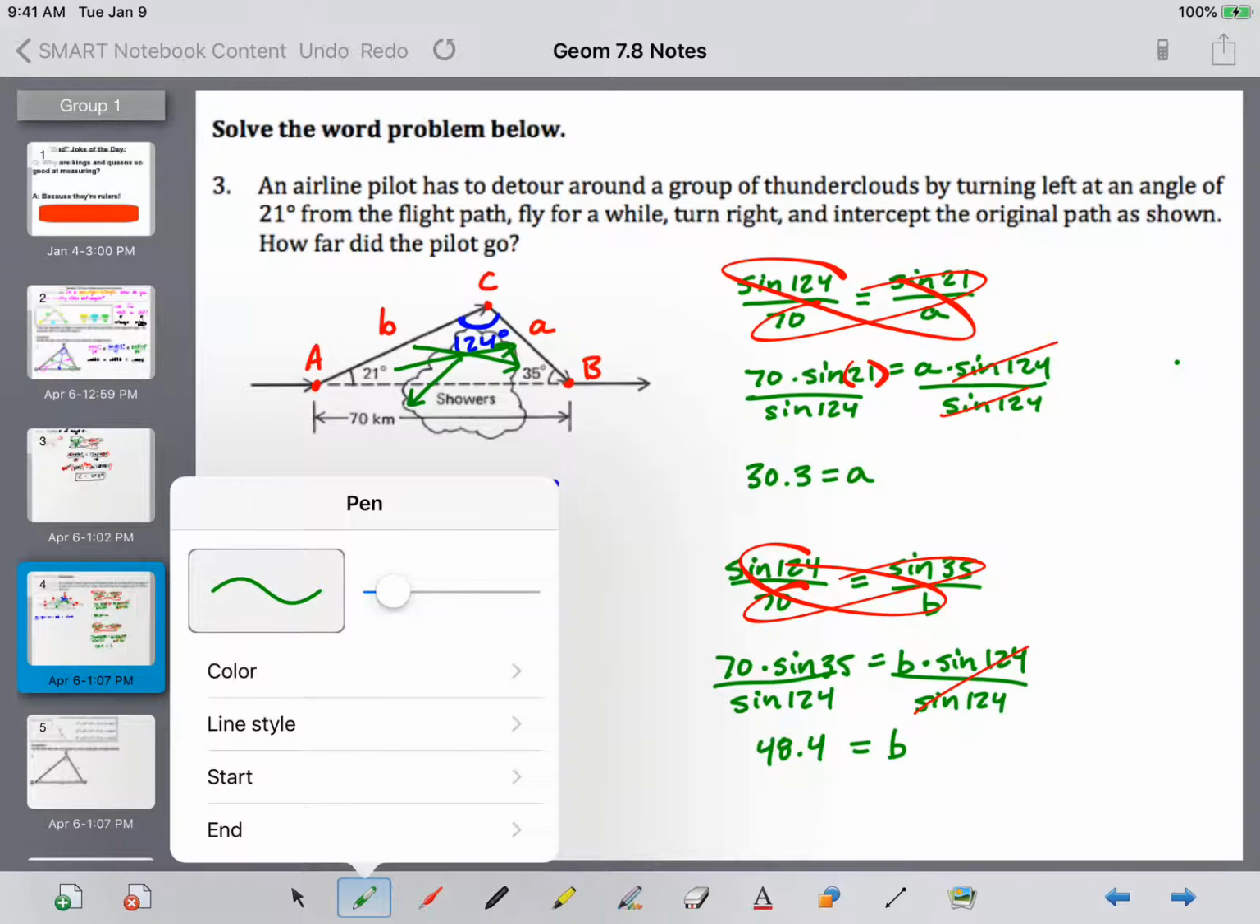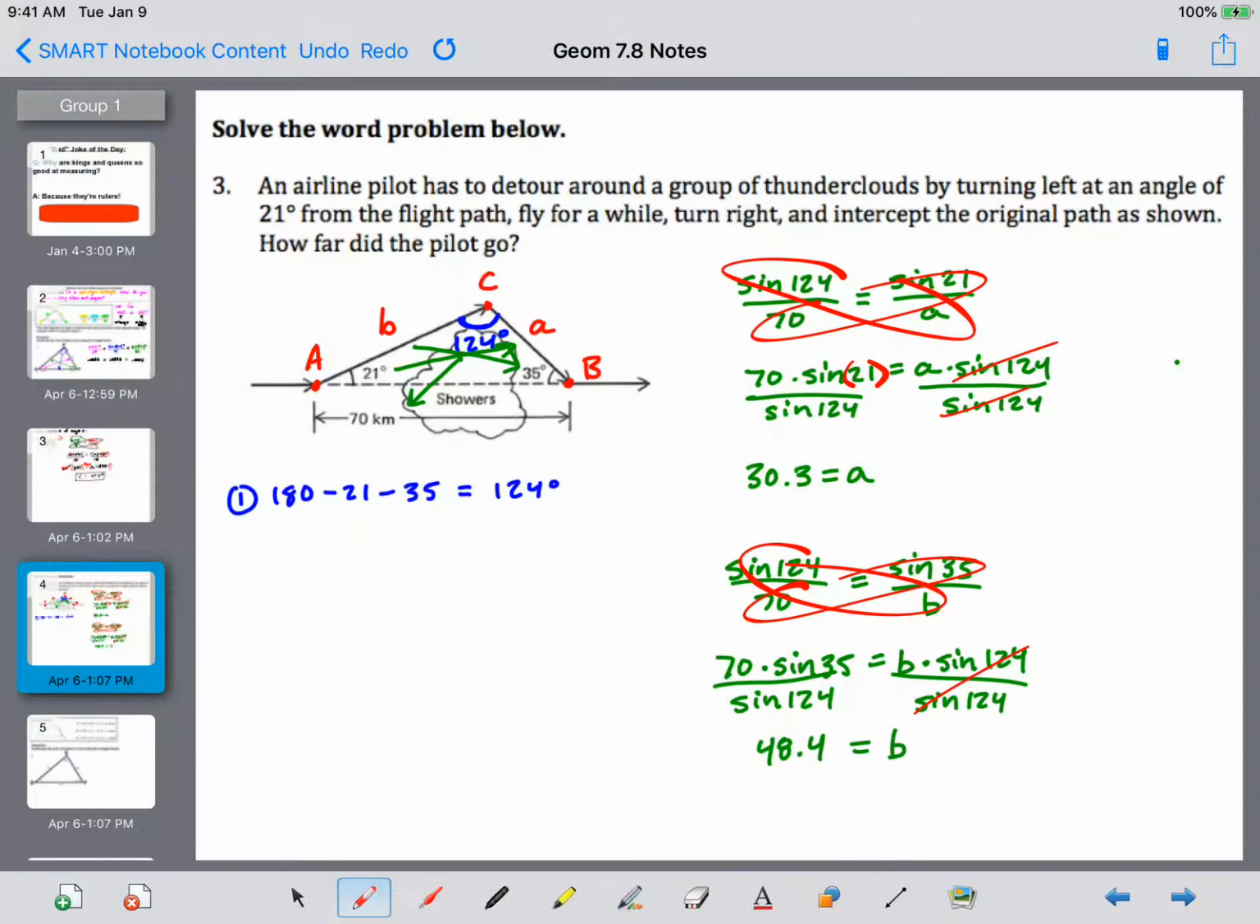So then to figure out the total that the pilot flew, it wants to know how far he went. We're just going to add A and B. So if we add that 30.3 to that 48.4, he's going to end up going 78.7 kilometers. So not too much further than his original flight path. 8.7 kilometers is not far at all, especially if you're in a plane. All right, so that was kind of 2 sine problems in 1.